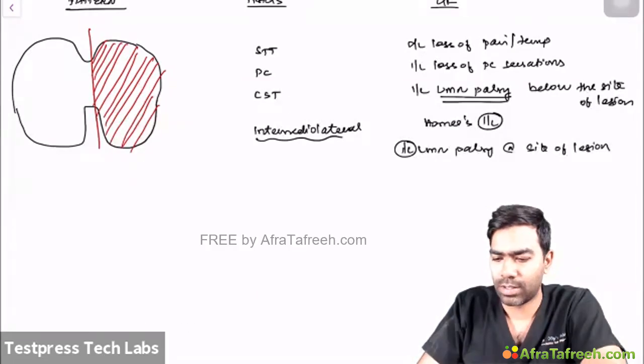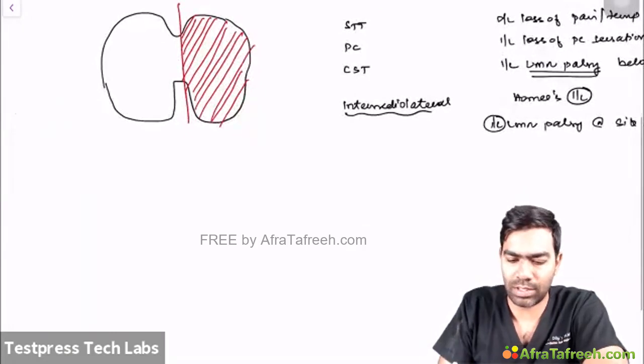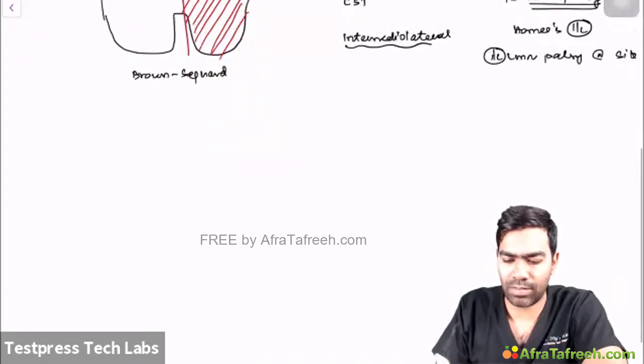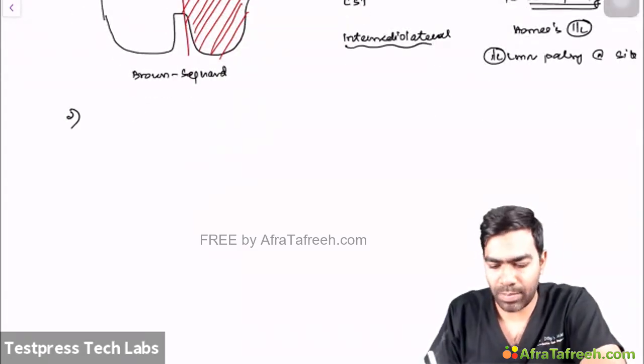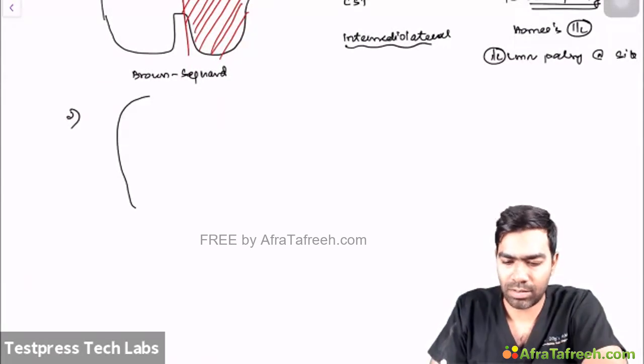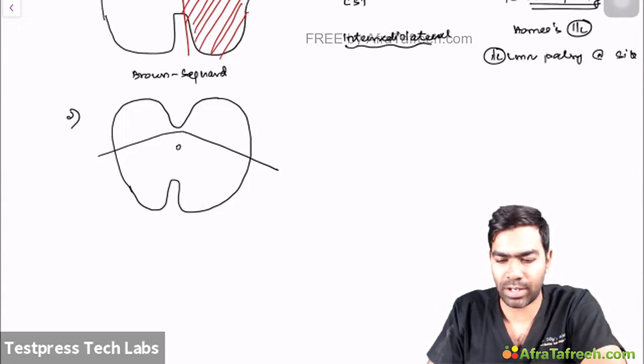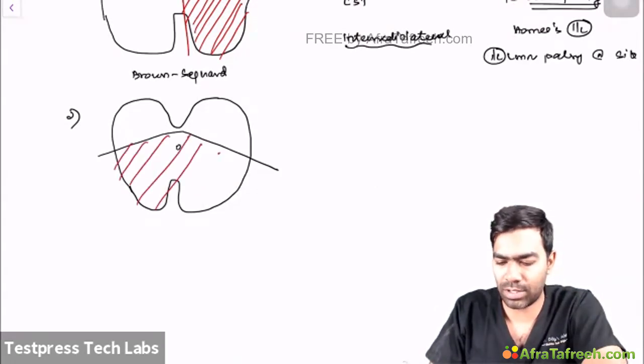All right. So this is the basic Brown-Séquard pattern, hemisection of the spinal cord. Then we have the anterior spinal pattern, where your anterior 2/3 of the spinal cord will be damaged. So let me draw like this. Anterior 2/3 of the spinal cord will be damaged. This is the spinal canal, and this is the site of damage.